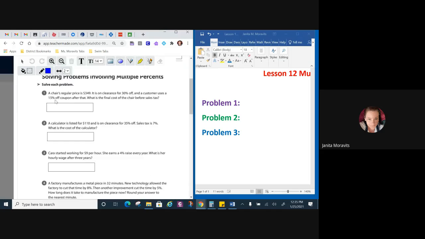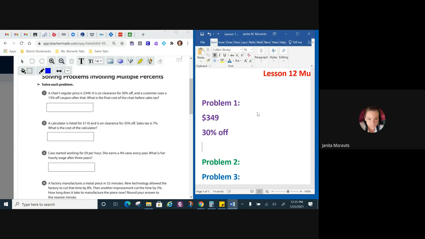All right, number one, a chair's regular price is $349. It is on clearance for 30% off, and a customer uses a 15% off coupon after that. What's the final cost of the chair before sales tax? All right, well, let's get started on this. It costs $349, and it's clearanced for 30% off. So we need to find out how much it is for 30% off.